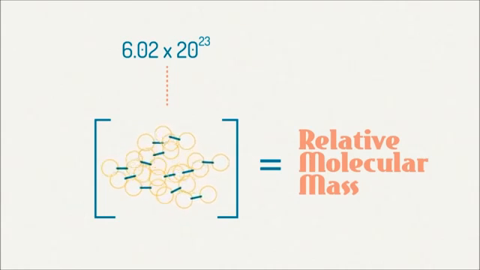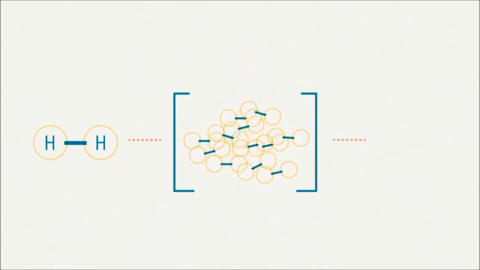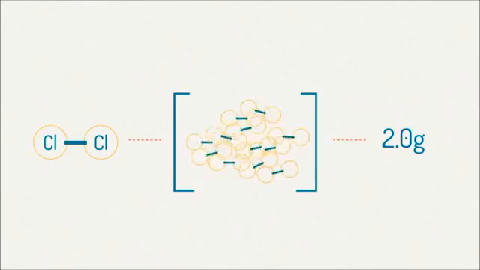in grams. So, for example, the mass of Avogadro's number of hydrogen molecules, or H2, is 2 grams, and the mass of Avogadro's number of chlorine molecules, Cl2, is 71 grams.